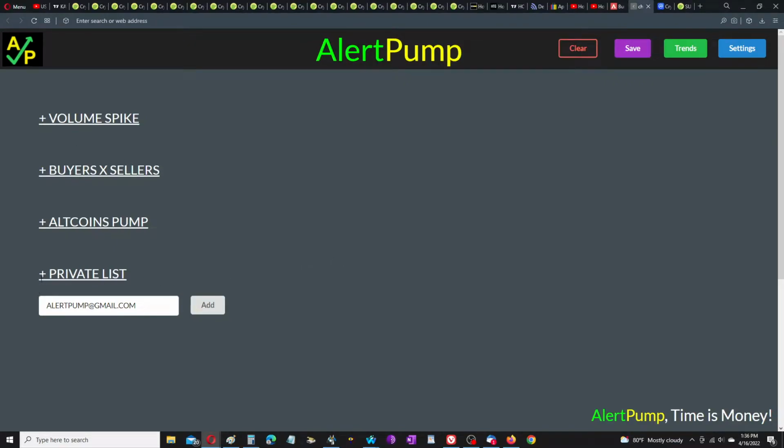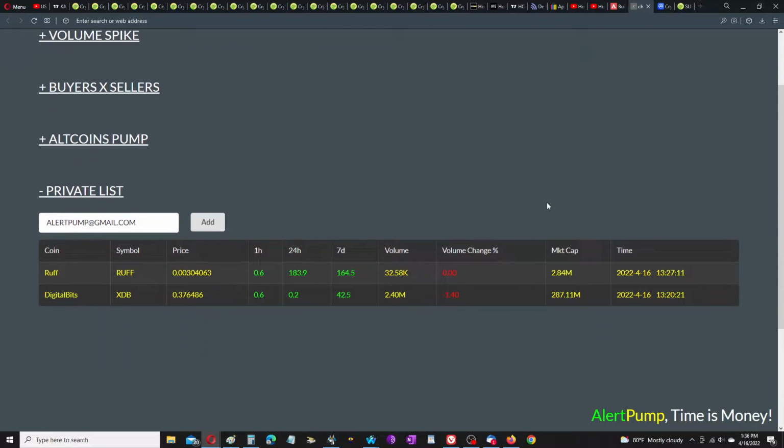Let me show the private list, those trades I shared in the private list like 3 days ago. So far, roughly, we made in this trade here 120%. The coin went up so far 183%. We just sold Digibits, we made over 40% on this trade here.